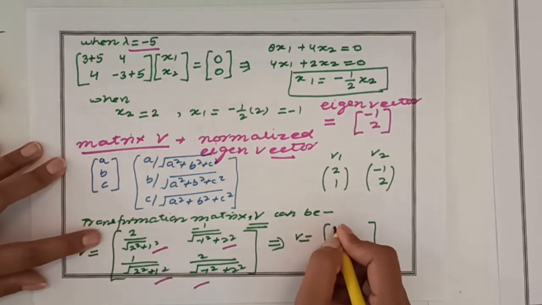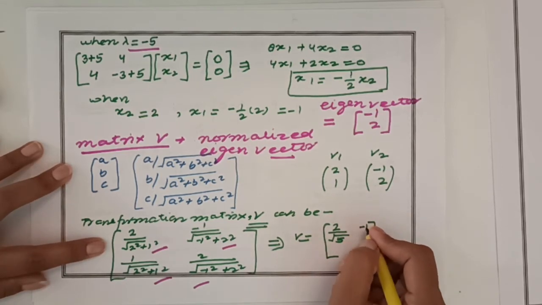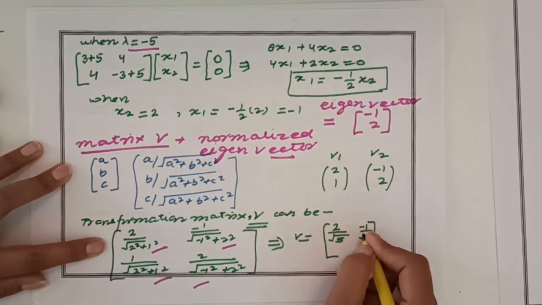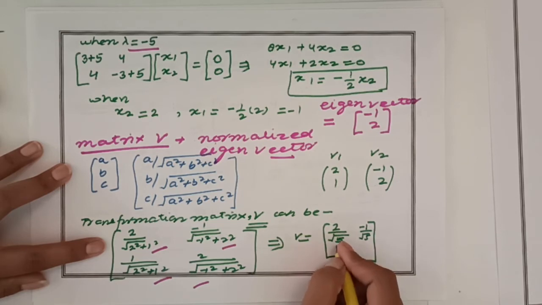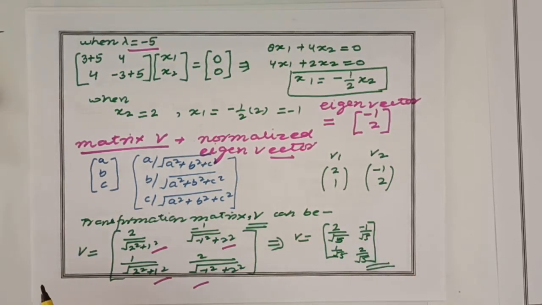So, you will be getting 2 upon under root 5. This is what? Minus 1 upon under root 5. This is 1 upon under root 5 and this is 2 upon under root 5. So, this is the way to calculate the eigenvalue, eigenvector and matrix V.